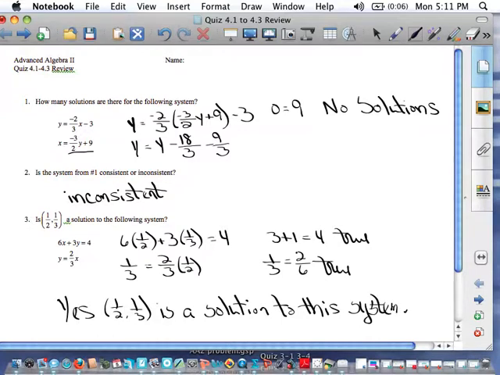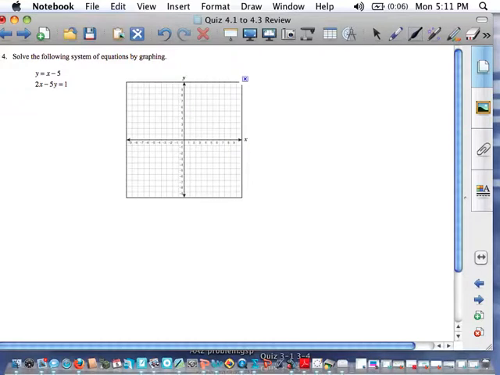Okay, now let's take a look at question 4. Question 4 asks you to solve this system by graphing. So start by graphing the first line, y equals x minus 5. So the y-intercept is at negative 5. It has a slope of 1. So you can kind of sketch in that line. Remember, graphing, it's really difficult to be as accurate as you need to be with graphing, but try.